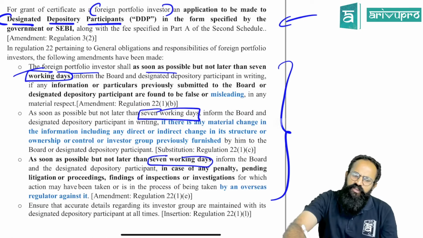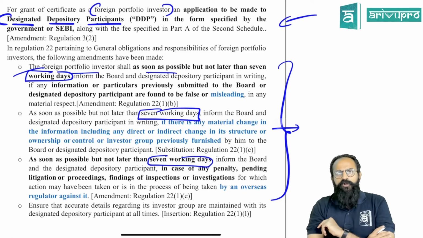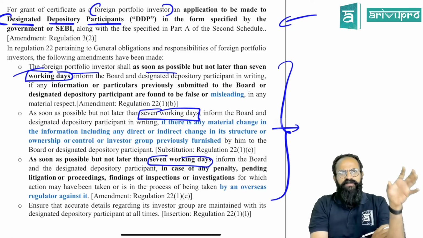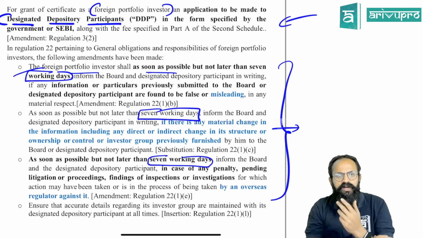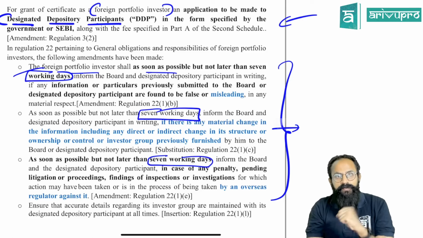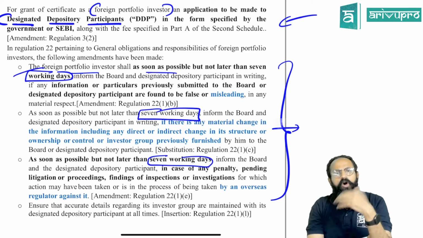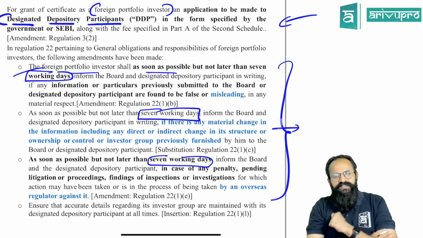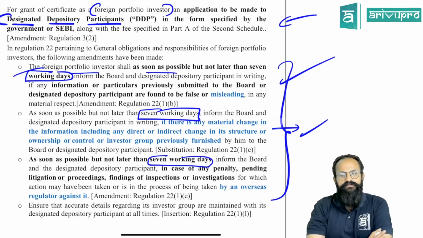Sir, next one. What if I had already given information and the information is now changed? Imagine the foreign portfolio investor was controlled by one person. Now the control has changed. You need to intimate. Now imagine there is any change in ownership. Imagine there is any change in the structure of the organization. All this you again have to intimate within 7 working days. So any material changes have to be intimated.